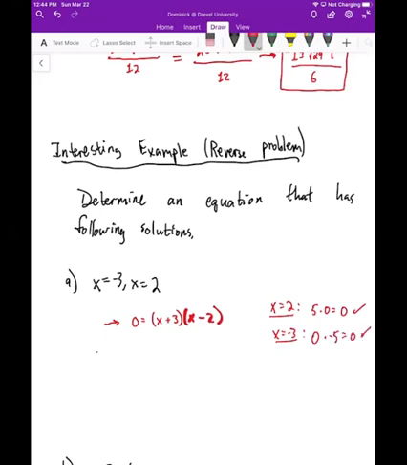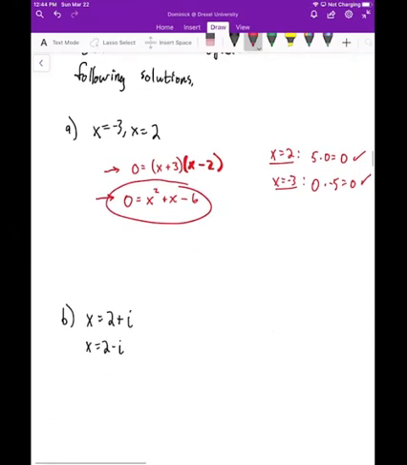So now at this point, we could just FOIL this out, and we could say that 0 is equal to x squared if I distribute the x's, and that'll get a -2x plus a 3x, so plus x, and then -6. So it turns out that as long as we control what our equation looks like, we can make it have any solutions that we want. And that's no different for the complex case. We would just need to do x minus 2 plus i times an x minus 2 minus i.